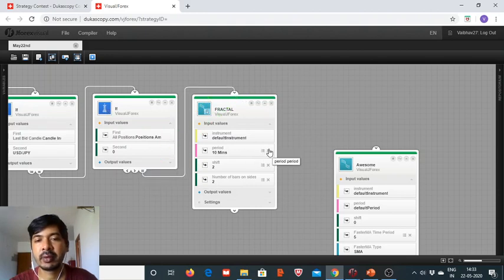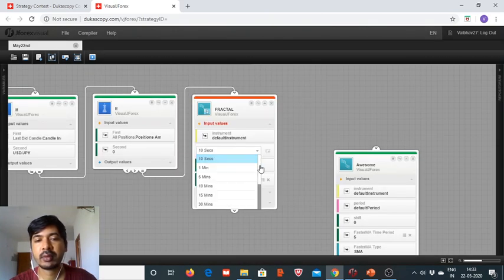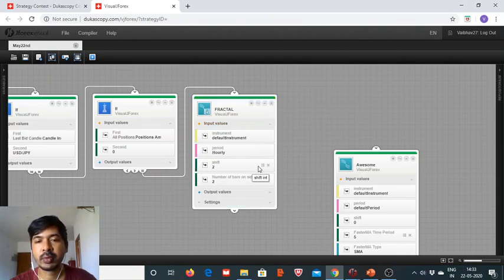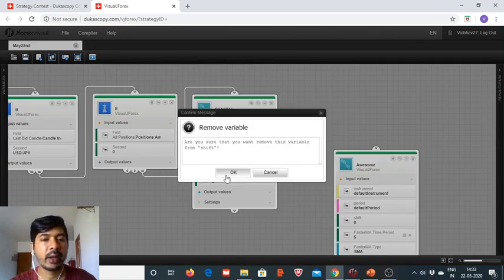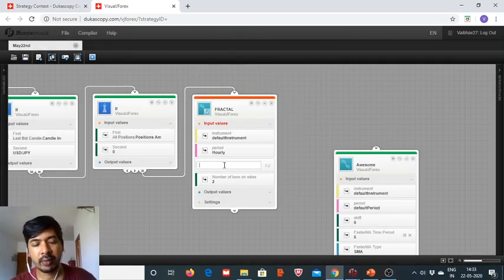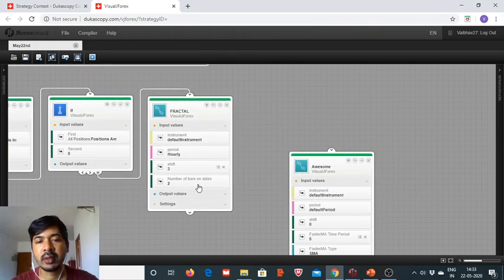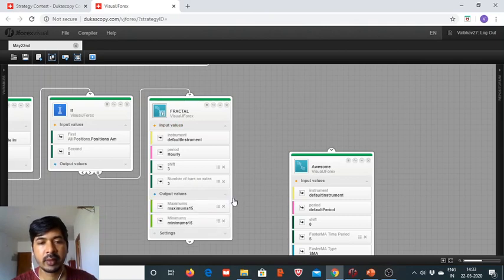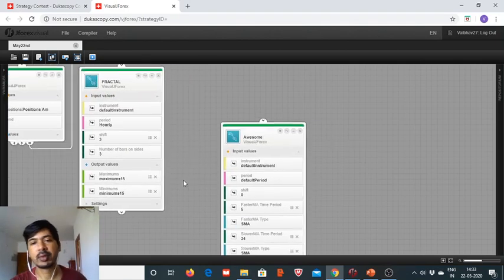It should be defined at 1 hour. So we make it hourly. Shift should be 3 as we are taking 3 bars on each side. Because of that we will need the minima or the maximum which was formed 3 hours back. Okay. And number of bars on each side is going to be 3. Here comes the output values, the maximum and the minimums.